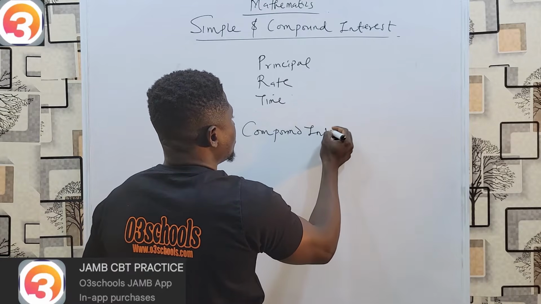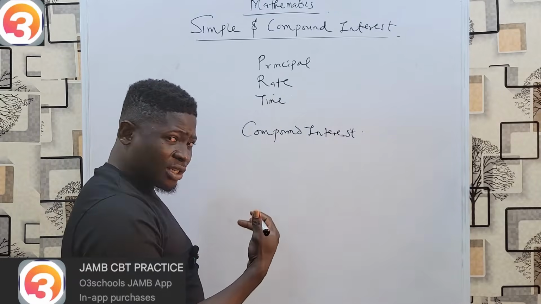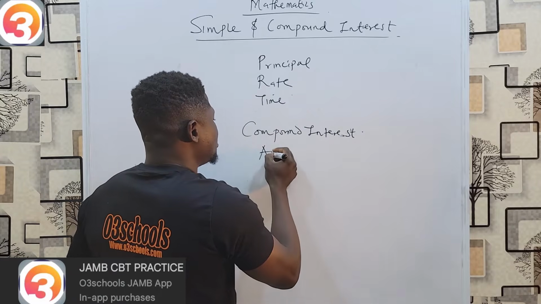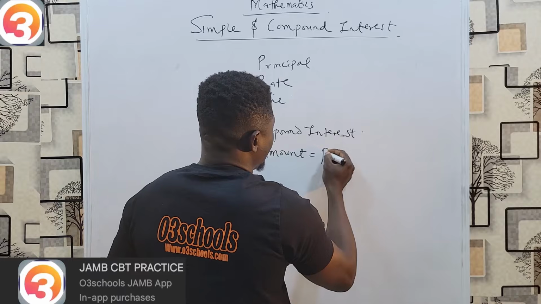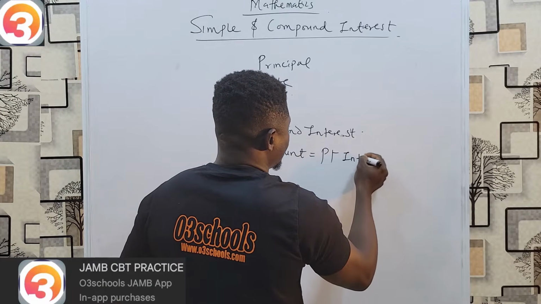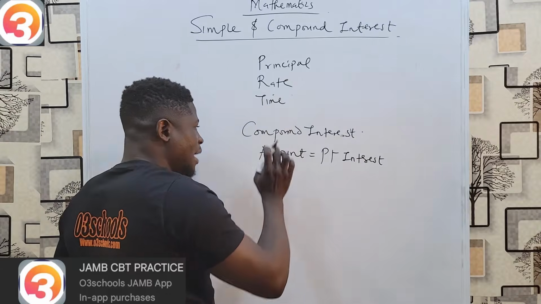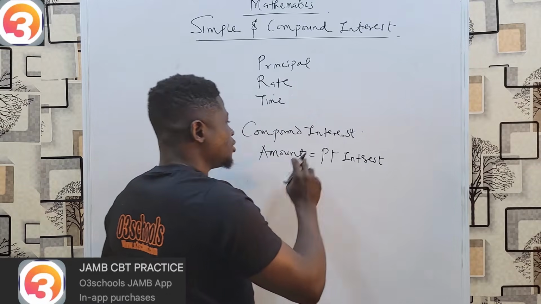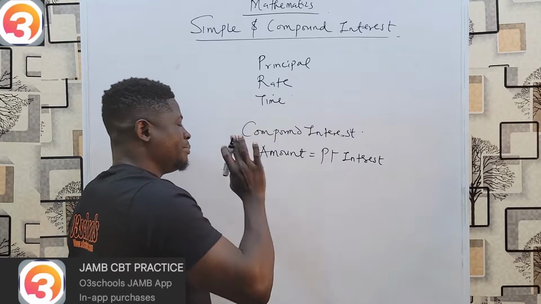Then for compound interest, we also have the interest, of course, we also have the principal. But one important concept here is the amount, which is the principal plus the interest. Of course, for simple interest, amount is also principal plus interest. For compound interest, amount is also principal plus interest. You must note that part.